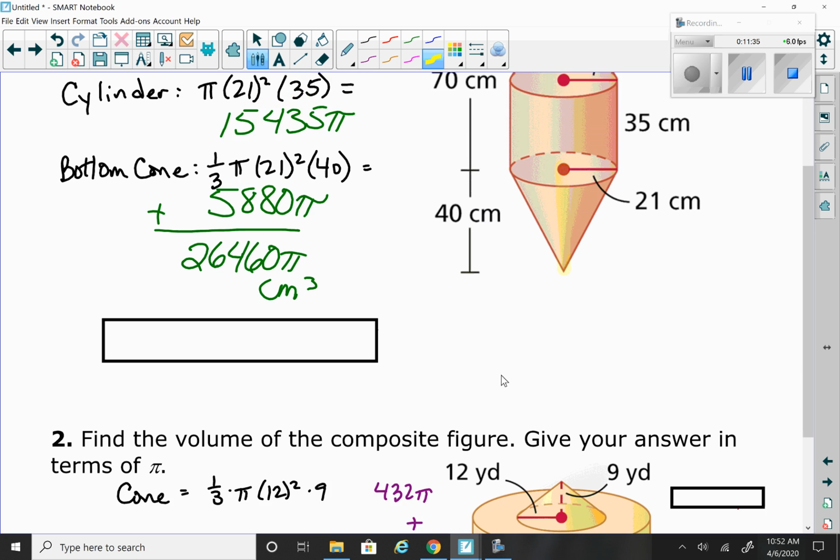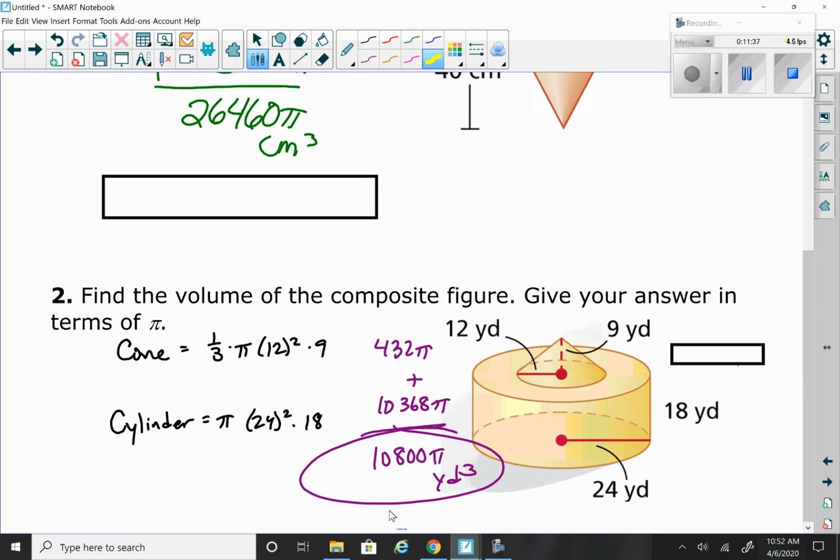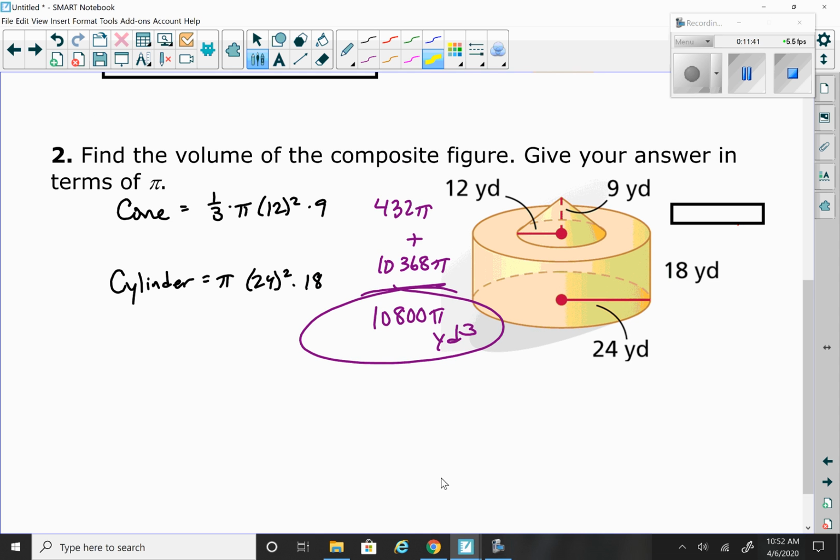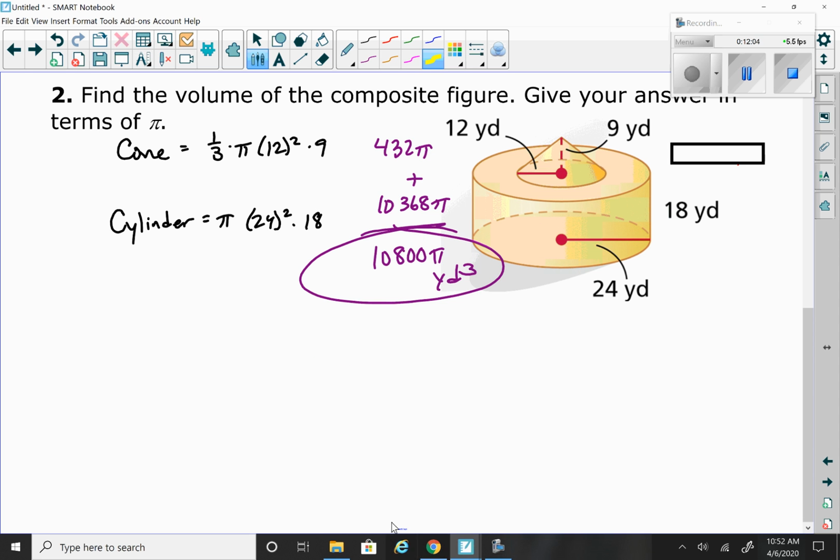Okay, and then the other problem that you had to practice was the cylinder and the cone on top. For this one, I have, in terms of pi, 10,800 pi. So again, the cone on top had a radius of 12 and a height of 9. The cylinder on the bottom had a radius of 24 and a height of 18. And you just add those two volumes together to get your total volume. So that is our lesson for today on volume of pyramids and cones.